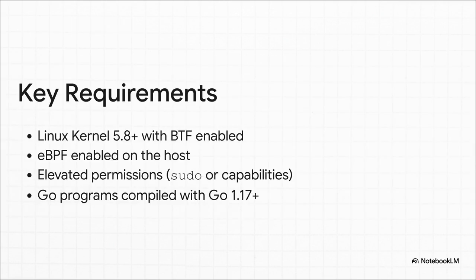Okay, a quick heads up. There are a few key requirements to keep in mind. First, you'll need a reasonably modern Linux kernel, version 5.8 or newer, and it needs to have a feature called BTF enabled. Now, BTF, that stands for BPF type format. It's just some metadata that helps Beyla understand your system. And it's pretty standard on most recent Linux distros, so you probably already have it. You'll also need those elevated permissions, sudo or container capabilities, to load the eBPF programs. And finally, if you're running Go programs, just make sure they were compiled with Go 1.17 or newer.